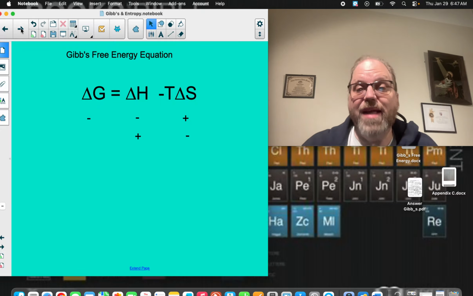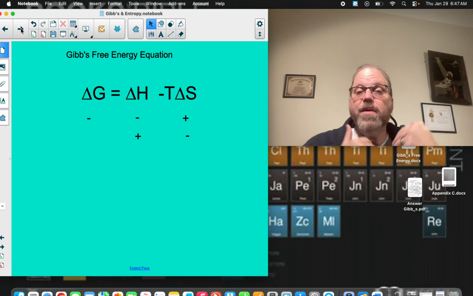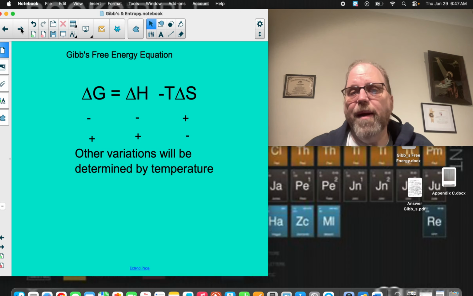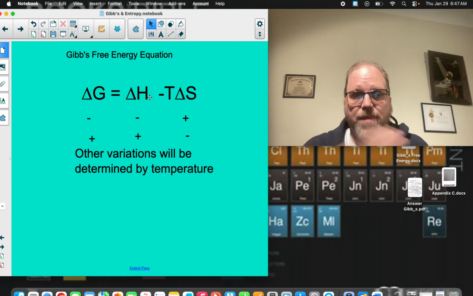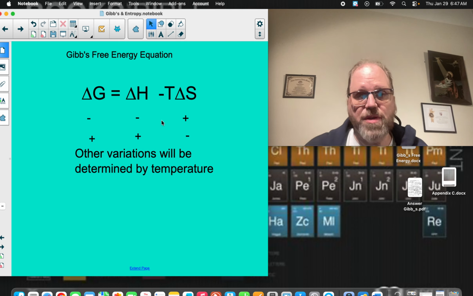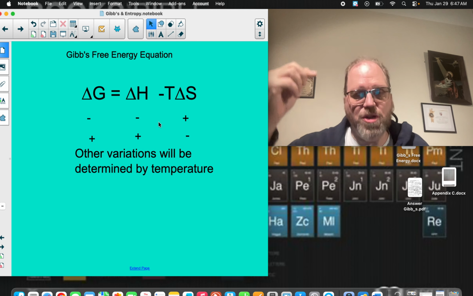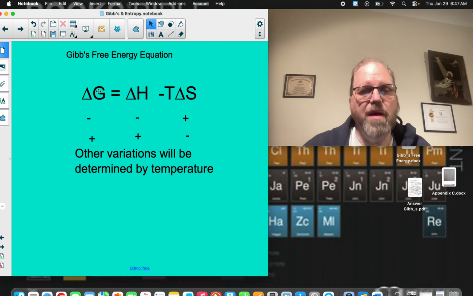If, on the other hand, it's endothermic and it's going to increase order, it's never going to be spontaneous. It's always going to be positive. What do we do if they're switched? Well, it depends on the temperatures. In some situations, at high temperatures, they'll be spontaneous. In other situations, at low temperatures, they'll be spontaneous.